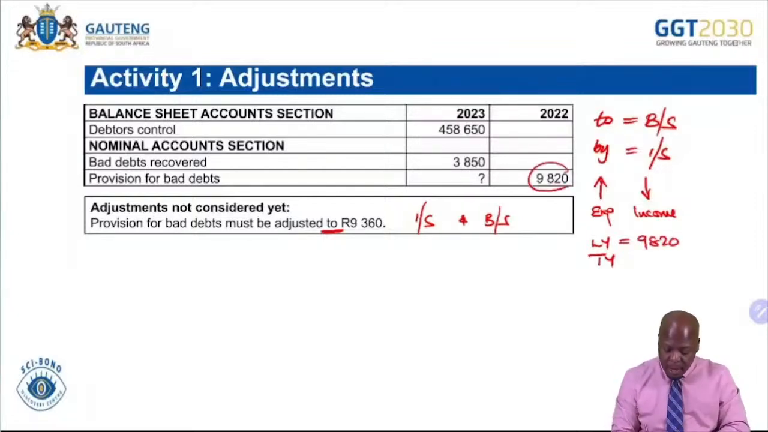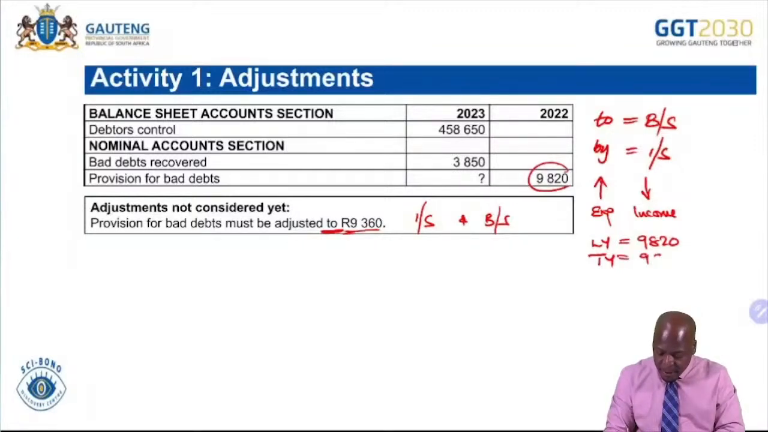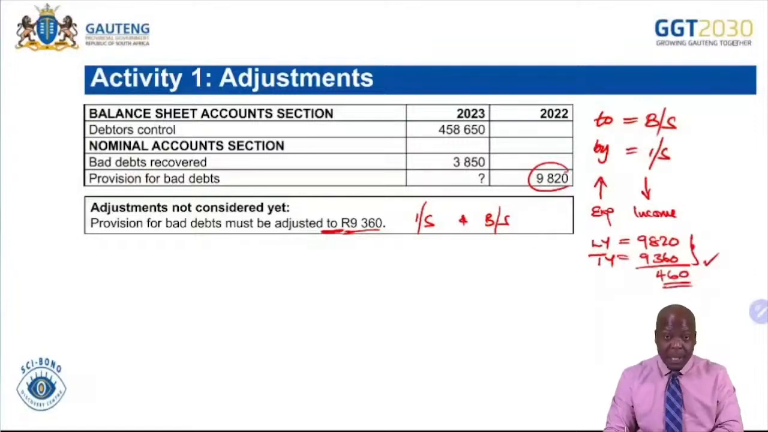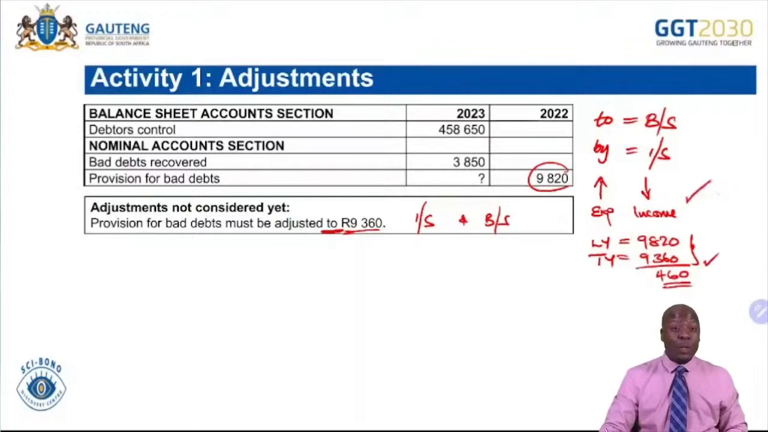And this year, the provision for bad debts is 9,360, which therefore means the difference here, which is a decrease, because this is this year, 9,360. So you see we have a decrease by the difference. Calculators, guys. How much is the decrease? 460. And we know once it's a decrease, it is what?